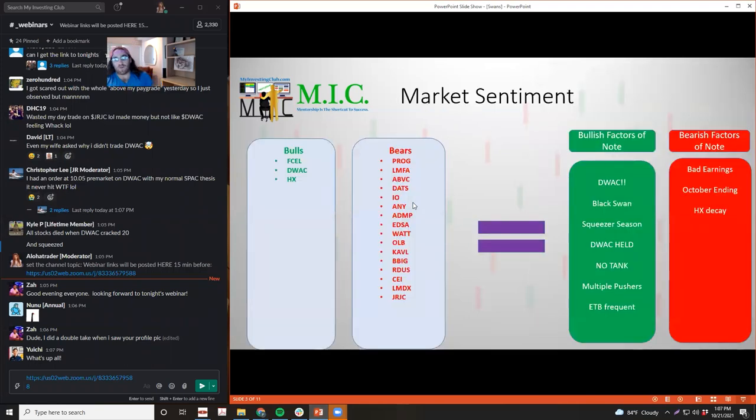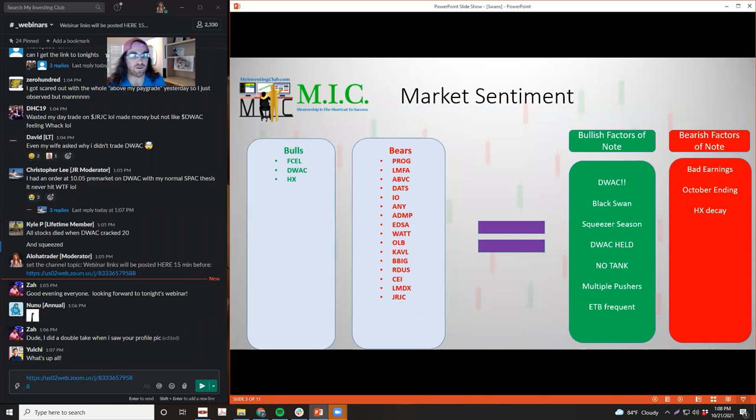All right, so market sentiment is pretty fiery. If I had to give it an emoji, it would be the fire emoji, just because everything seems to have been lit up. We had a few bulls this week, mainly DWAC, HX, and FCEL, I think, were the stocks that pushed, held, and really kept sentiment alive. And DWAC being today, it should push it further.